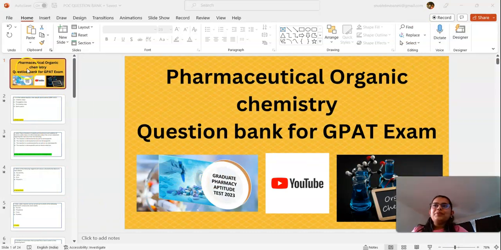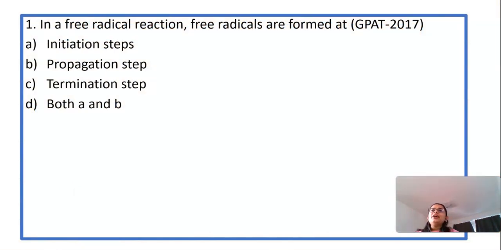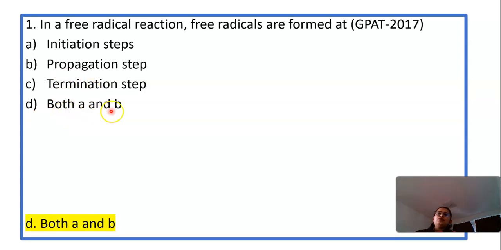Here you can see the screen: Pharmaceutical organic chemistry question bank for GPAT examination. The first question: in a free radical reaction, free radicals are formed at. This question came in GPAT 2017, which is very important. There are four options: initiation step, propagation step, termination step, both A and B. If you know free radical reactions, you can definitely answer that it will be both A and B. So the correct answer is D, both A and B: the initiation step as well as the propagation step.